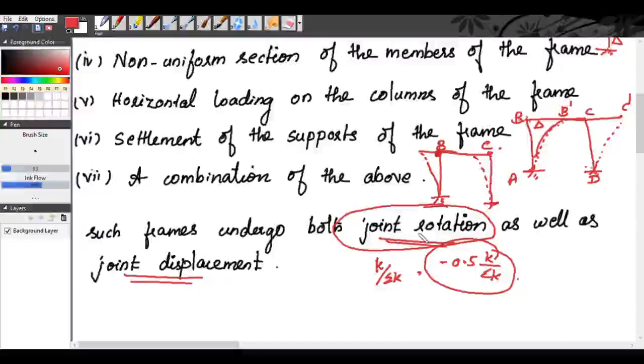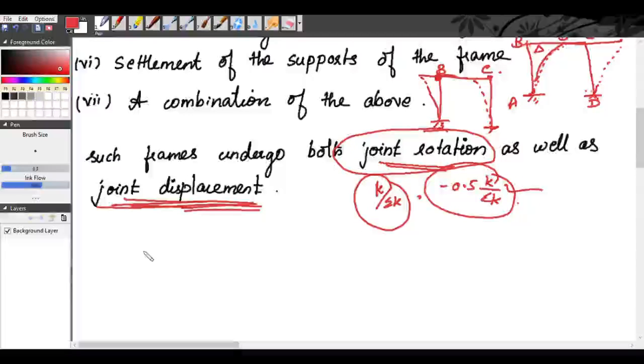Now, in addition to rotational contribution, you will have joint displacement, that is, displacement contribution. So we need to find the displacement factor. We had the distribution factor and the rotational factor. Now we have one more factor for frames with side sway, called the displacement factor, and the corresponding contribution is called the displacement contribution. So the new terms here are displacement factor and displacement contribution.